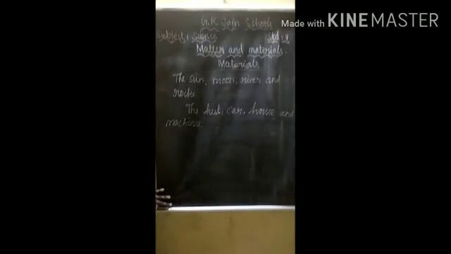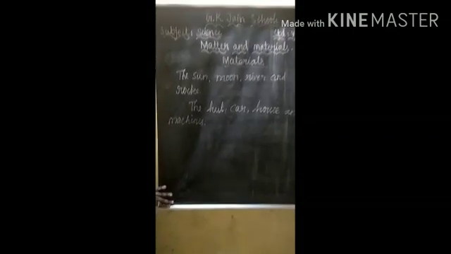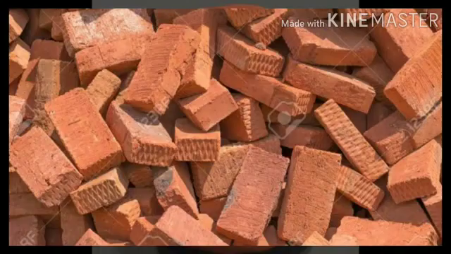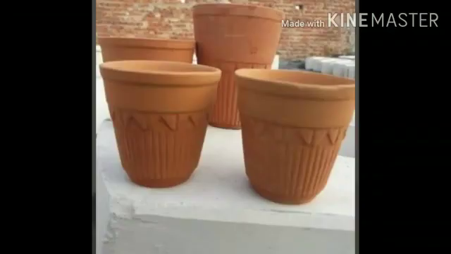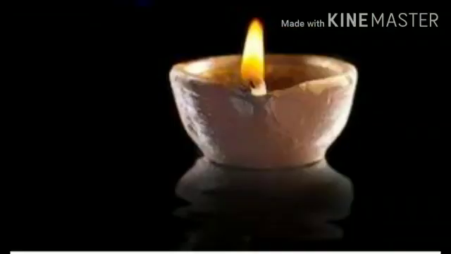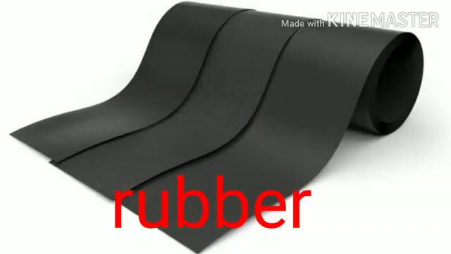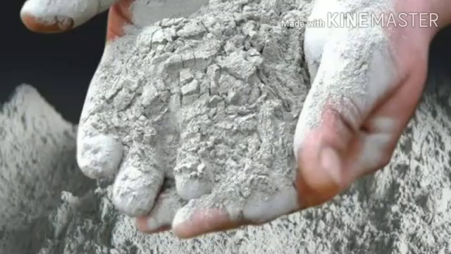We make things for our use. Many times a natural material like clay is used to make man-made material like bricks, pots, lamps and all. Similarly, glass, plastics, rubber, leather, sand, metal, paper, cement are different materials that we use to make different things.